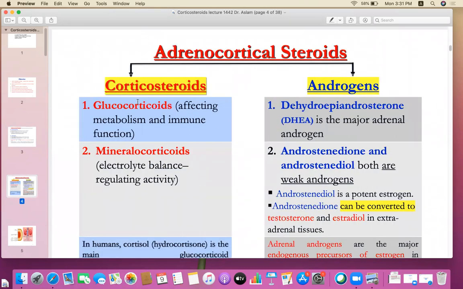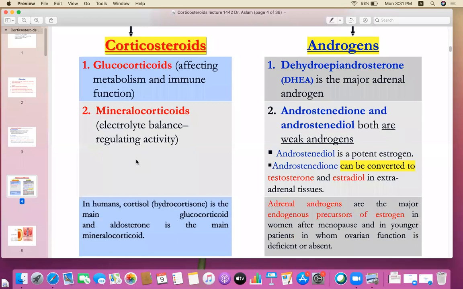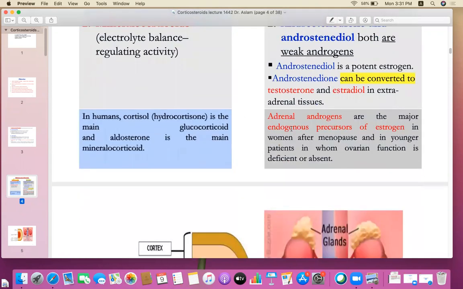Same glucocorticoids, just that this is in the, we can say, concept or pictorial diagram. Same glucocorticoids, mineralocorticoids, and here the same androgens. Just this explanation in the pictorial form.